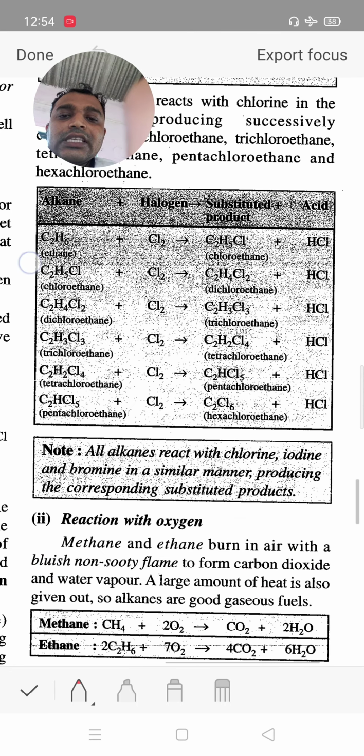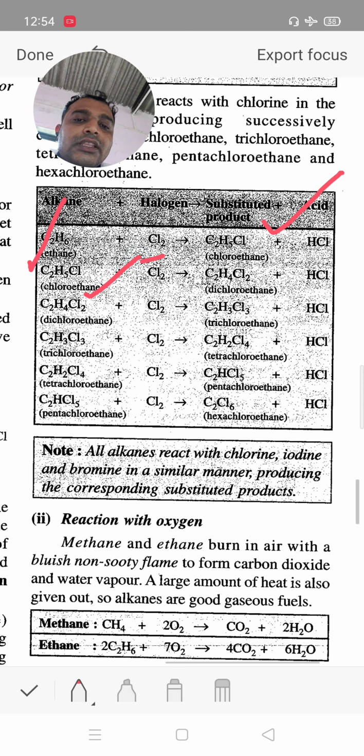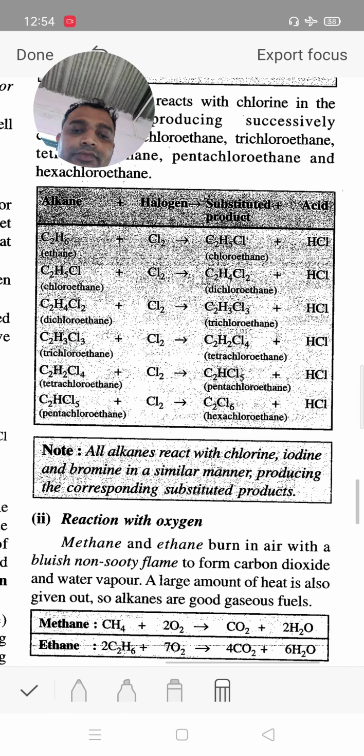Now a similar example: ethane reacts with Cl2 to give ethyl chloride or chloroethane, with one hydrogen replaced by Cl. Similarly, chloroethane reacts with Cl2, and again hydrogen is replaced by Cl, giving dichloroethane. These are the steps. Students, write down all these reactions in your books. This is a substitution reaction: the number of hydrogens replaced equals the number of chlorine atoms.